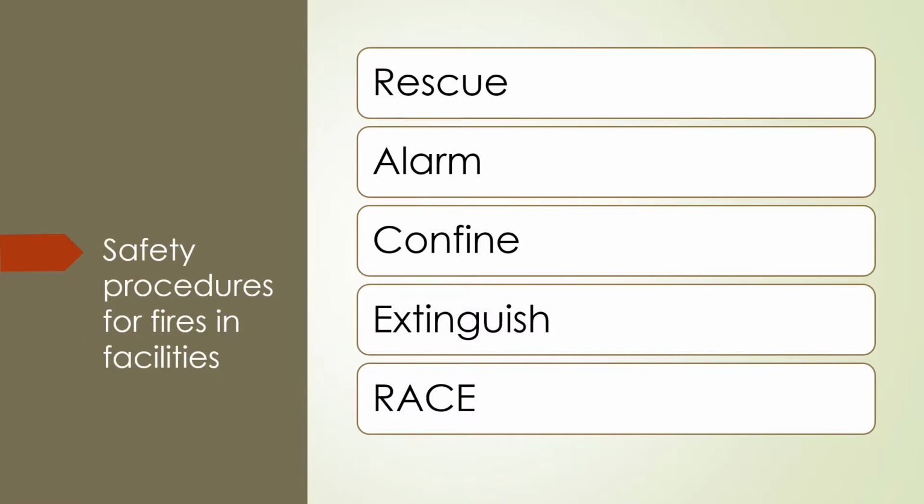Fires in facilities. Look at this: RACE. Rescue, alarm, confine, extinguish. If you remember the word RACE, you'll remember what to do in a fire, hopefully. The very first thing you have to do is rescue the people in the immediate vicinity of the fire, and then pull the alarm. Then confine it by shutting the door so the fire cannot spread as quickly down the hall. And extinguish the fire if it is small enough.